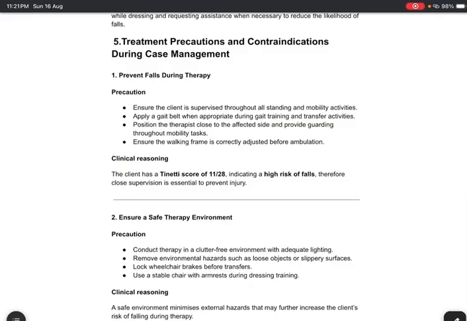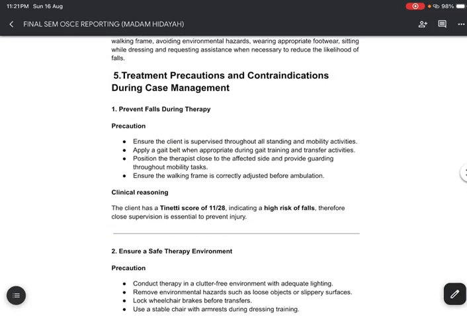During the management of this case, several precautions were taken to ensure Mr. K's safety. Firstly, falls needed to be prevented during therapy because Mr. K has a high fall risk. Therefore, he was supervised during all standing and mobility activities. The walking frame was also checked to ensure that it was correctly adjusted before ambulation. These precautions were necessary because Mr. K's initial Tinetti score of 11 out of 28 indicated a high risk of falls.